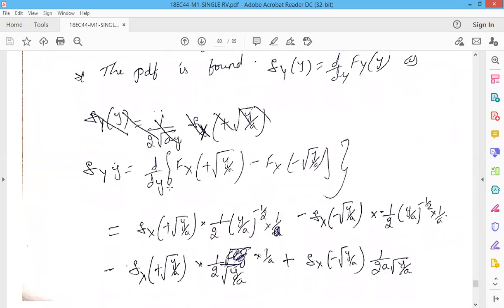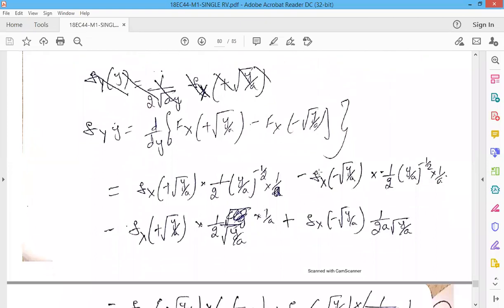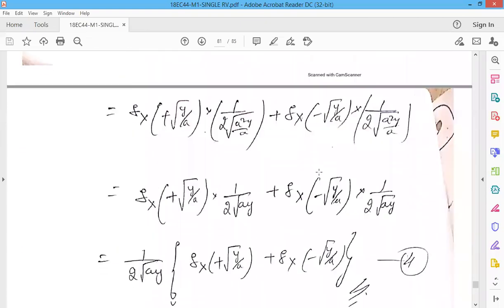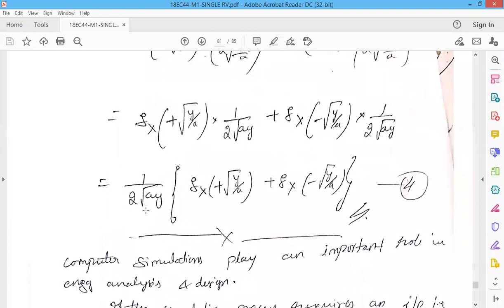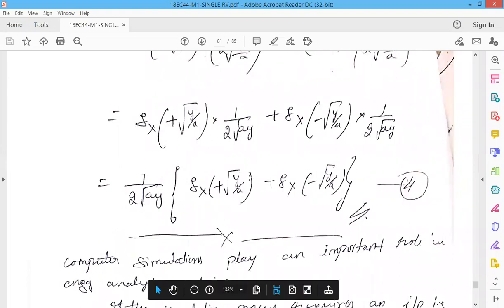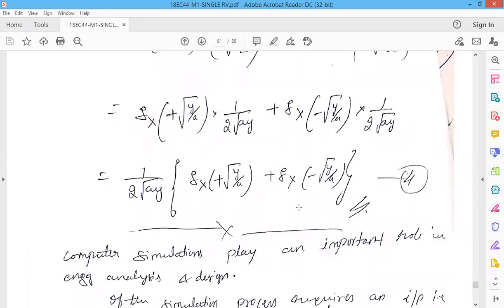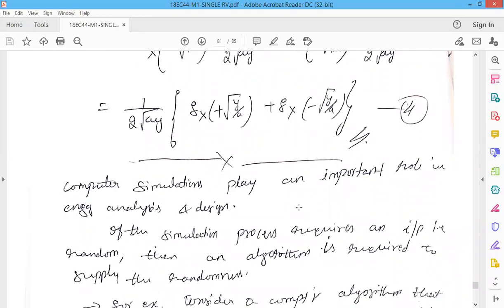So fY of y is equal to the differentiation of Fx of square root of y by a minus Fx of minus square root of y by a. The steps are being shown here, you just go with all these steps. Finally, we'll be getting the answer as 1 by 2 square root of ay within the flower bracket, fx of square root of y by a plus fx of minus root of y by a. So these are some of the functions which are related with the single random variable.